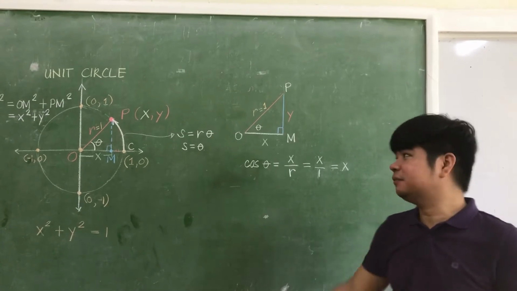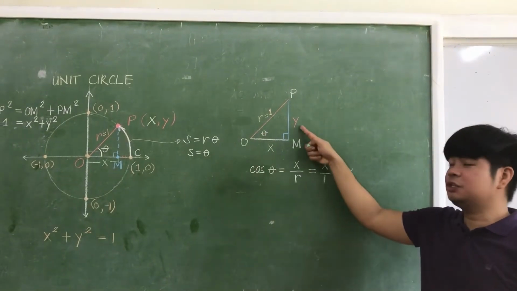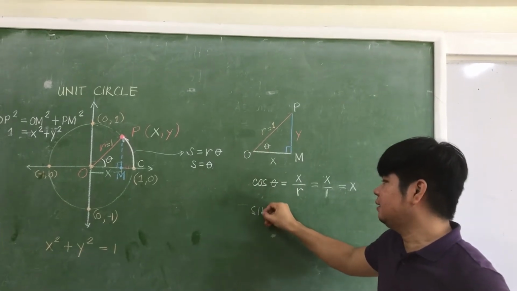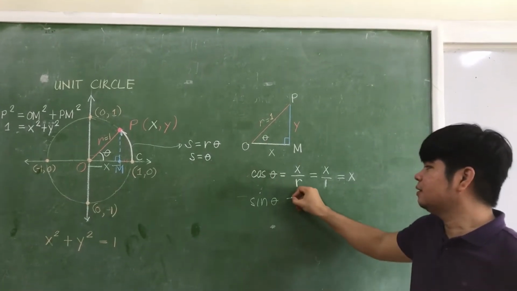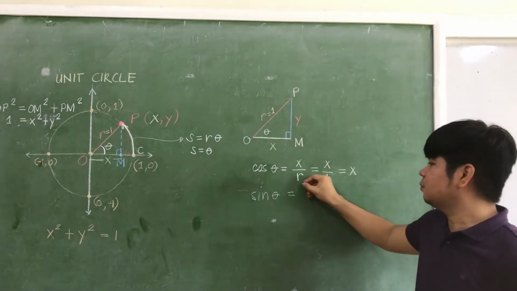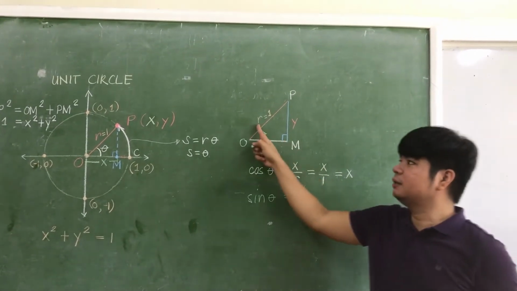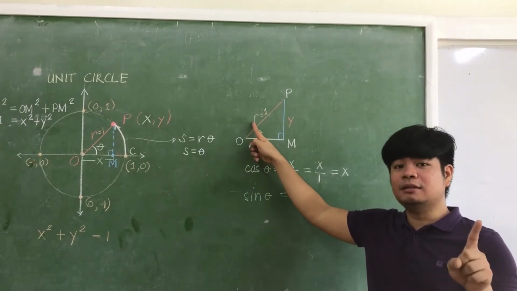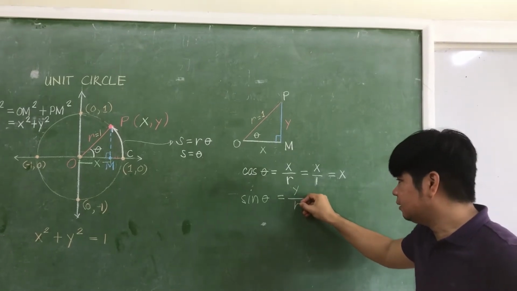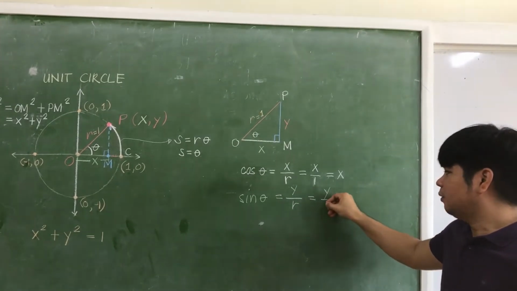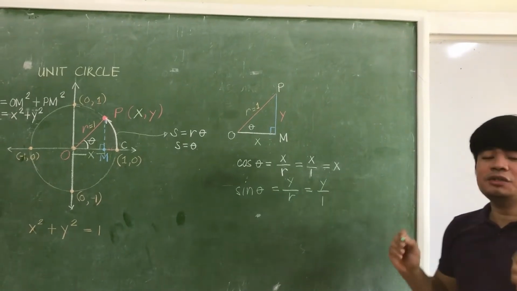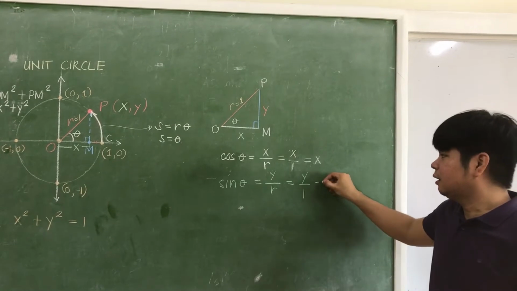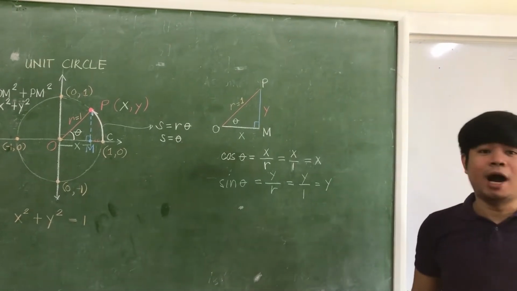But to get the sine of this theta, we need to recognize the opposite side and the hypotenuse, or radius. So we have sine theta is equal to the opposite side, that is y, over the hypotenuse, which is r. And remember that r is 1. So you can just place y over 1. It means that sine theta of a unit circle is simply y.